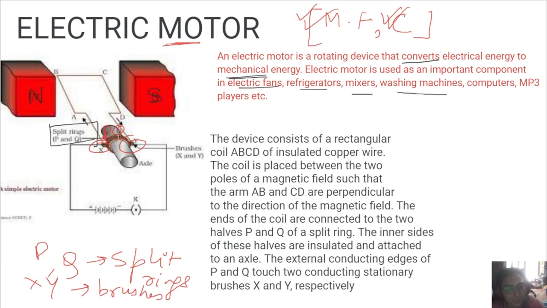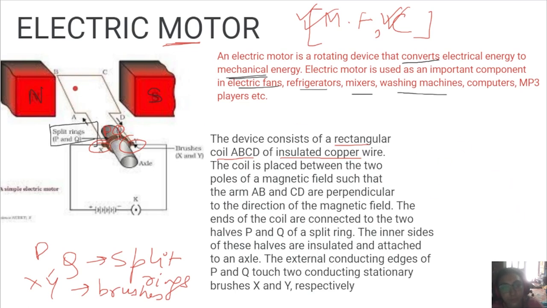This is a coil, placed in the form of a rectangle, and it is attached to the brushes X and Y, and this is a current carrying circuit. So the device consists of a rectangular coil ABCD of insulated copper wire. The coil is placed between the two poles of a magnetic field such that the arms AB and CD are perpendicular to the direction of the magnetic field. You have to understand that this is like a 3D picture.